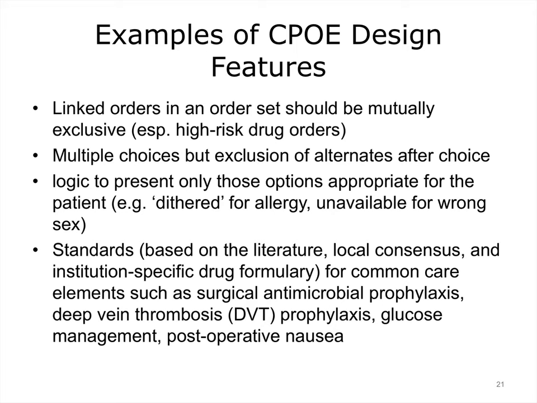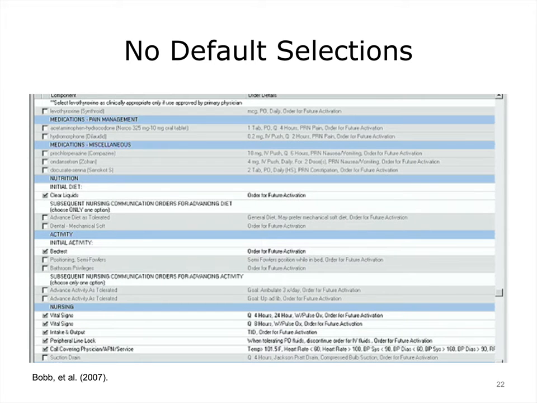CPOE should incorporate standards based on the literature, local consensus, institution-specific drug formularies, and similar protocols for common care elements such as surgical antimicrobial prophylaxis, DVT prophylaxis, blood sugar management, and post-operative nausea. Standards incorporated into the EHR can assist in ensuring proper protocols are followed. This screenshot shows that no defaults are selected when the screen is first shown. An example of risk of errors due to inappropriate selection is lowered.